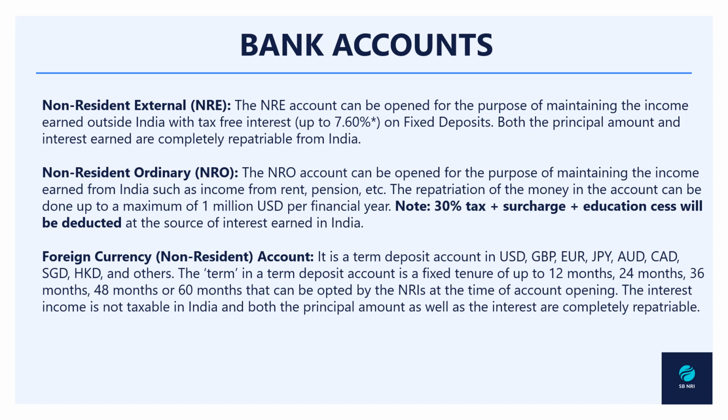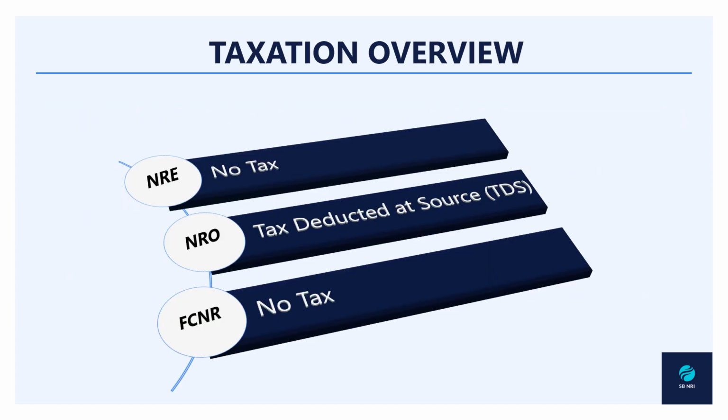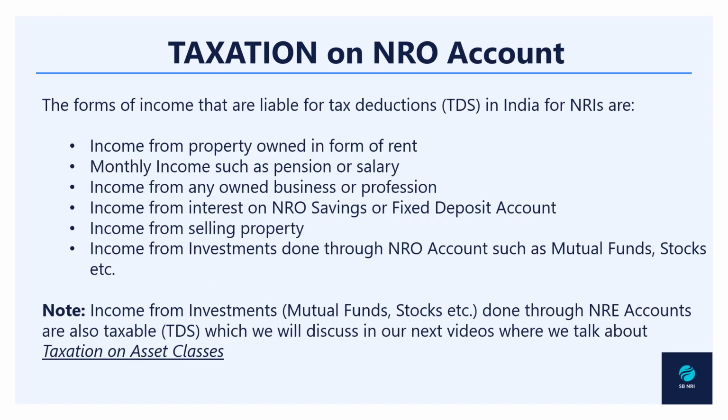So this was pretty much the overview in terms of taxation of these three separate NRI accounts. Now we will move ahead. If we talk in terms of an overview of the taxation with respect to these three NRI accounts, it can be concluded that for both NRE and FCNR accounts, no taxes are deducted, whereas for the NRO account, the tax is deducted at source on the interest earned on the funds lying in the NRO account.